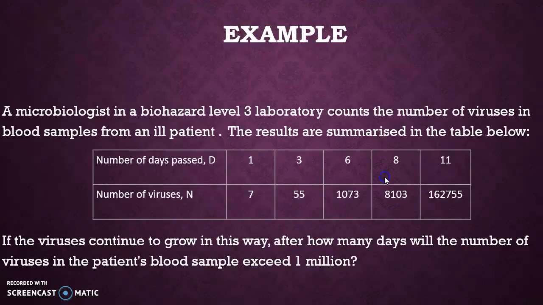So if we look at an example now, we've got data here. A microbiologist from a lab counts the number of viruses in a blood sample from an ill patient. The results are summarized below. The virus continues to grow in this way. After how many days will the number of viruses in the patient's blood sample exceed 1 million? So these are our data points.